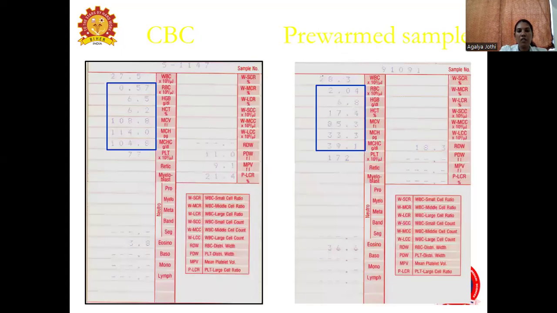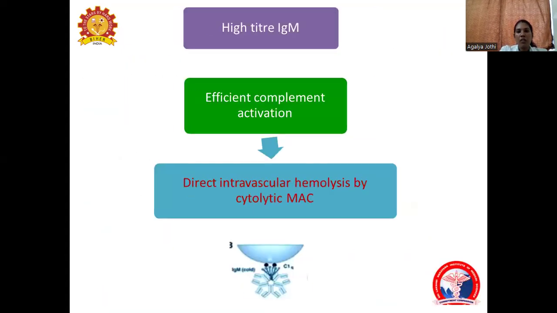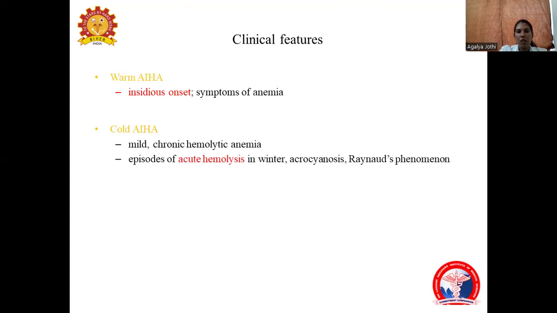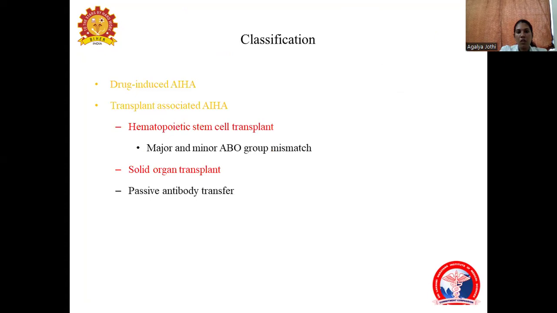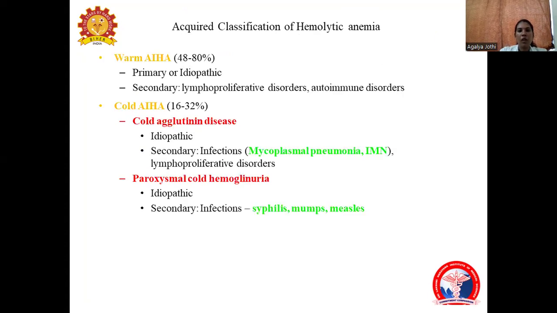They summarize what we can see. So what is the classification of hemolytic anemia? How will you classify the acquired hemolytic anemia?